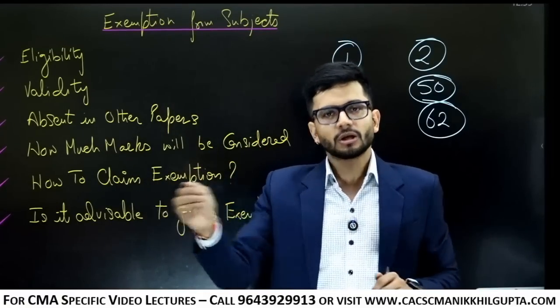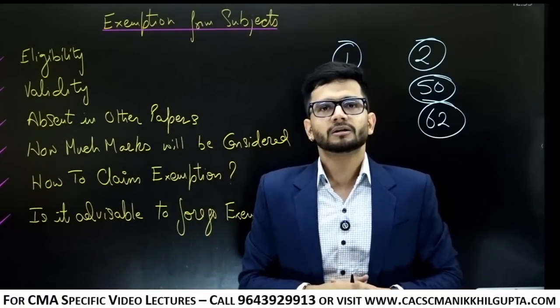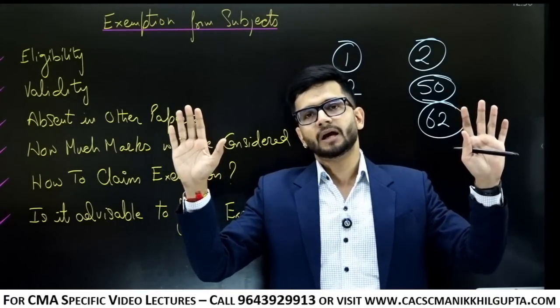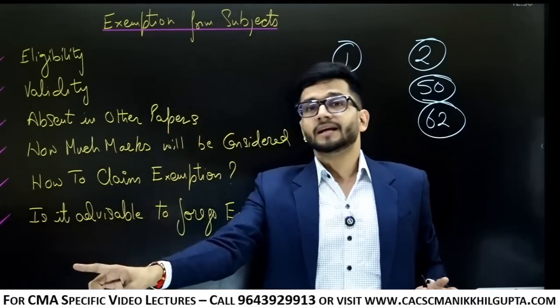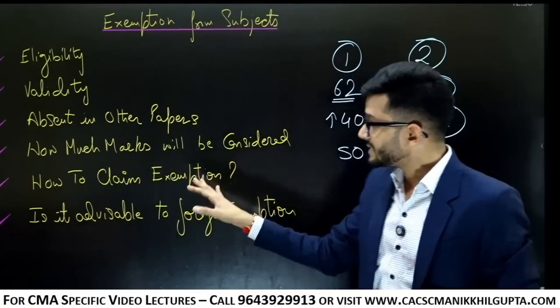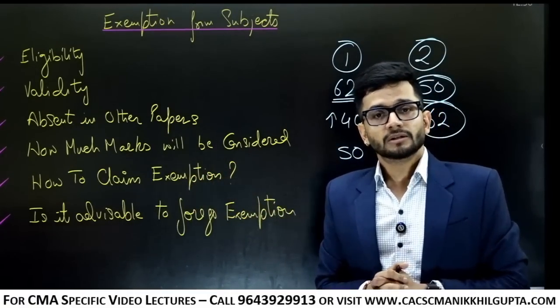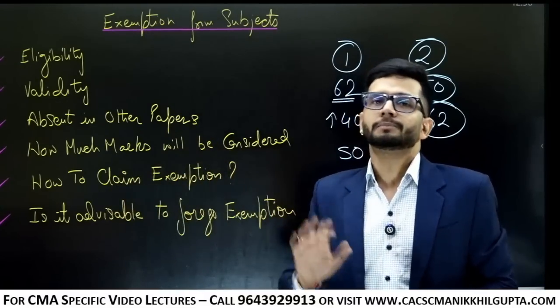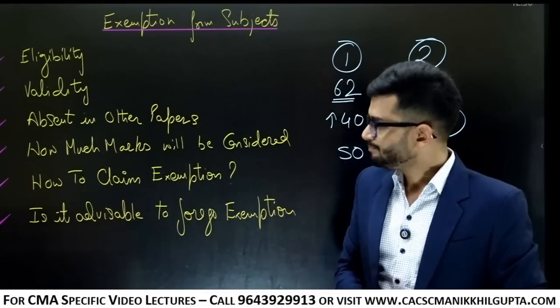That's it. If you don't appear in that particular paper in the next attempts, your exemption will automatically be counted. Once you appear in the paper, then your exemption will be withdrawn. So to claim exemption, there is no formal procedure. The only thing that you need to do is fill your form in the usual manner and not appear in that paper in the subsequent attempts.